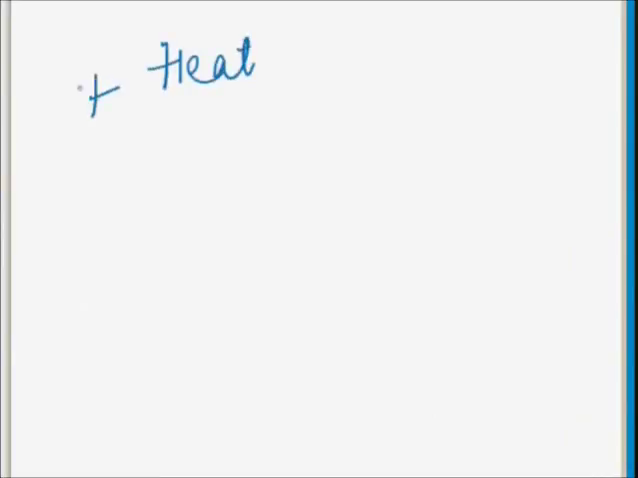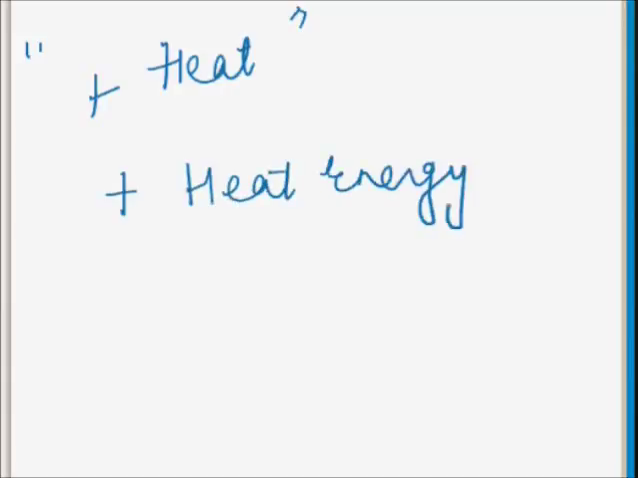By writing plus heat or plus heat energy or just energy on the product side of the equation. So remember, when we are told that a particular reaction is exothermic, we should write plus heat or plus heat energy or just plus energy on the right side of the equation.